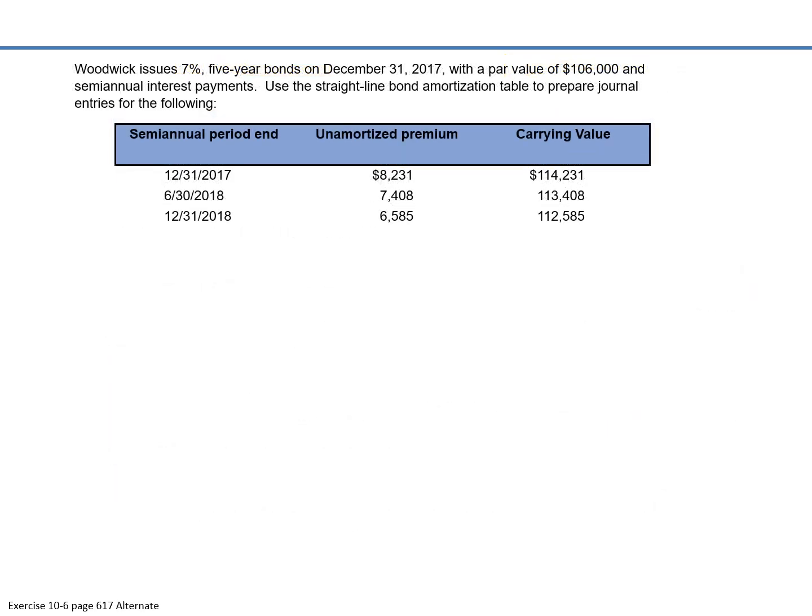Same problem, different numbers. Why don't you record the bonds at issuance and then also record the semi-annual payments and amortization of premium? And when you are through, you can resume the recording and we will go through the answers.